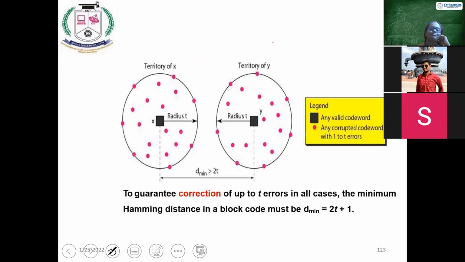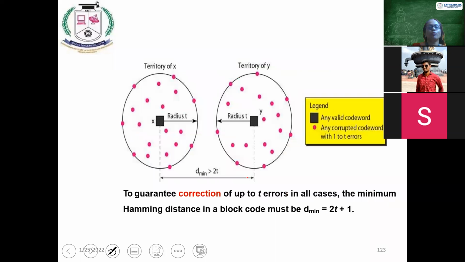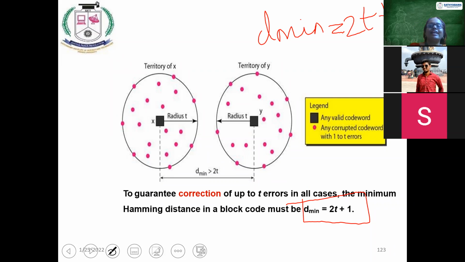Okay, the next case is error correction. Did you take down the formula? D minimum equal to S plus 1 for detection. The next one is error correction. What is the formula now? D minimum equal to 2t plus 1. Guarantee of correction up to t errors. We will see with one example. So definitely my D minimum should always be greater than 2t.